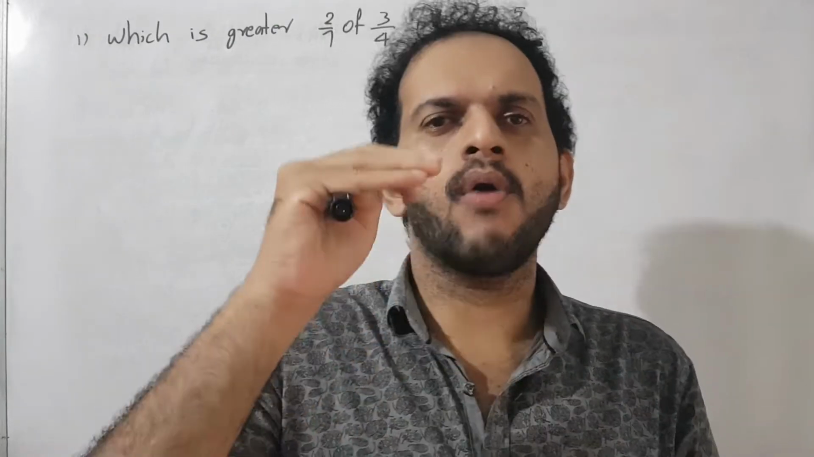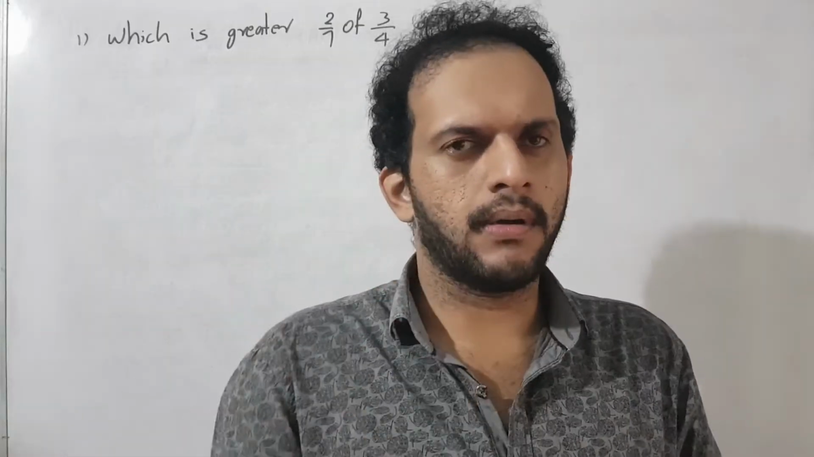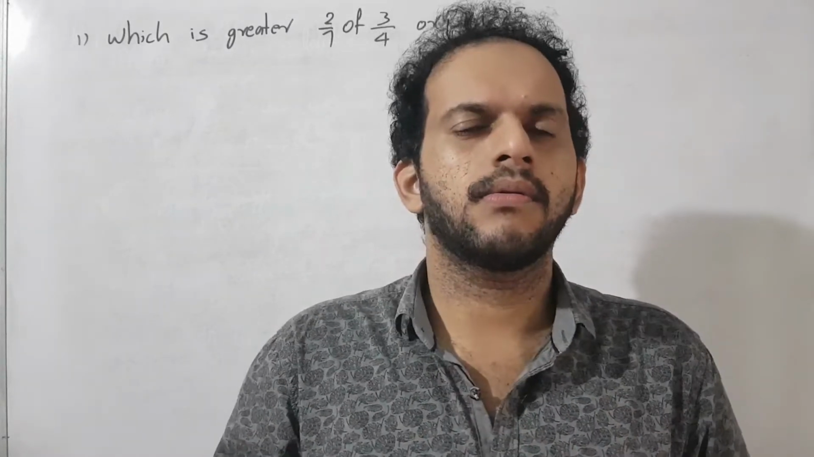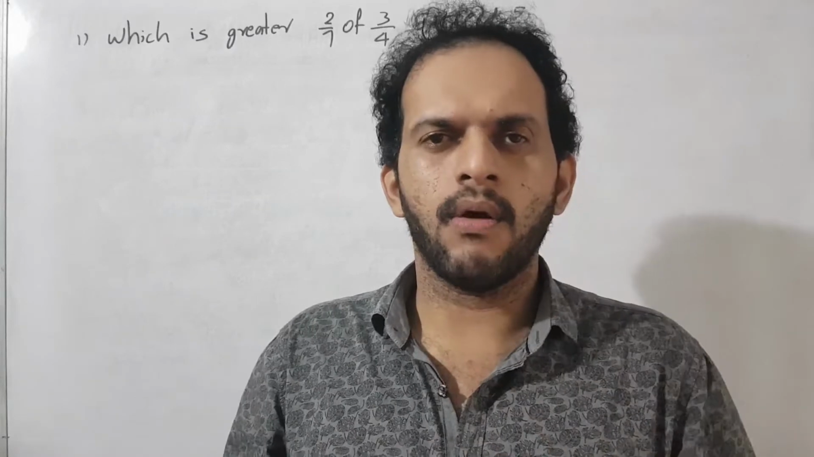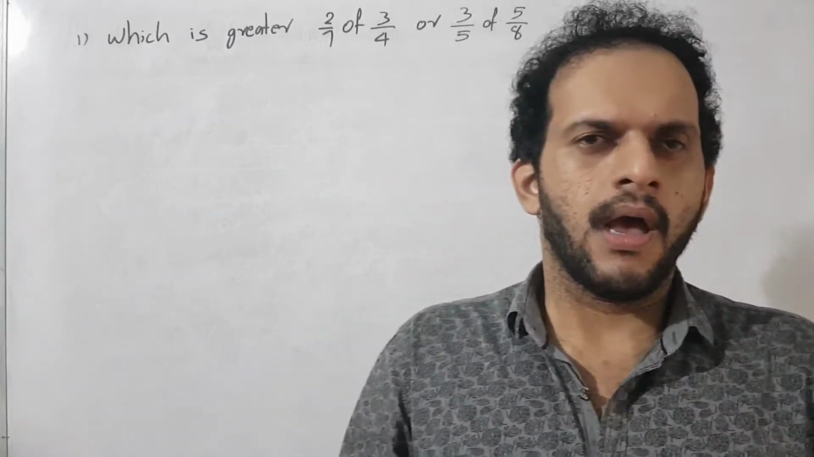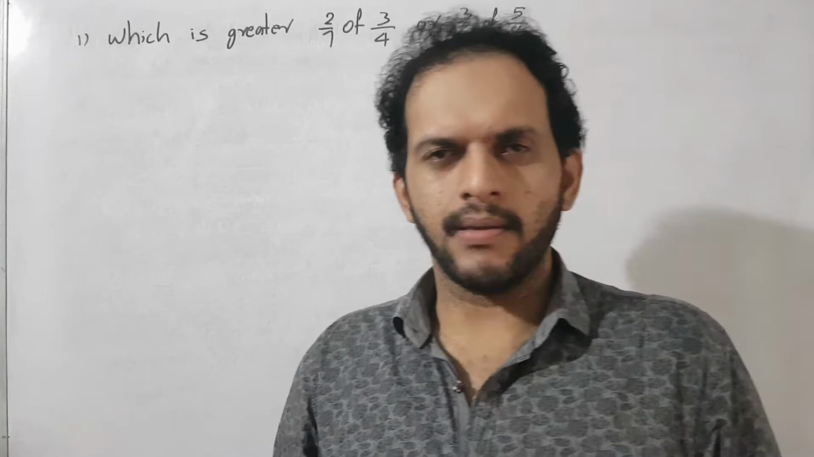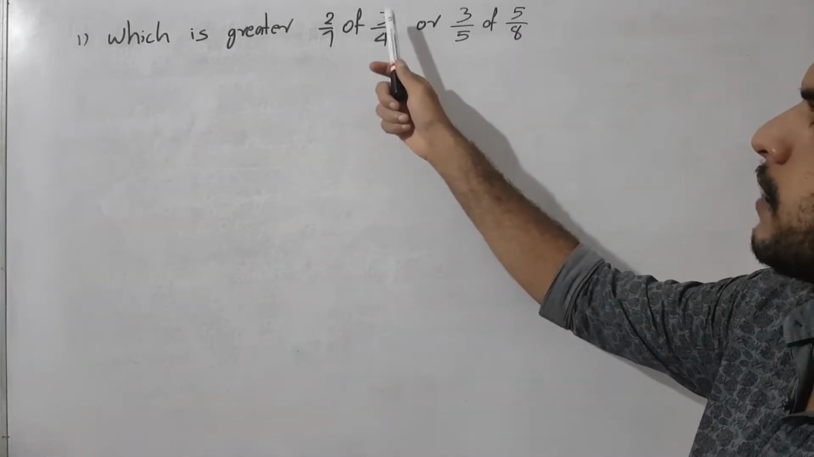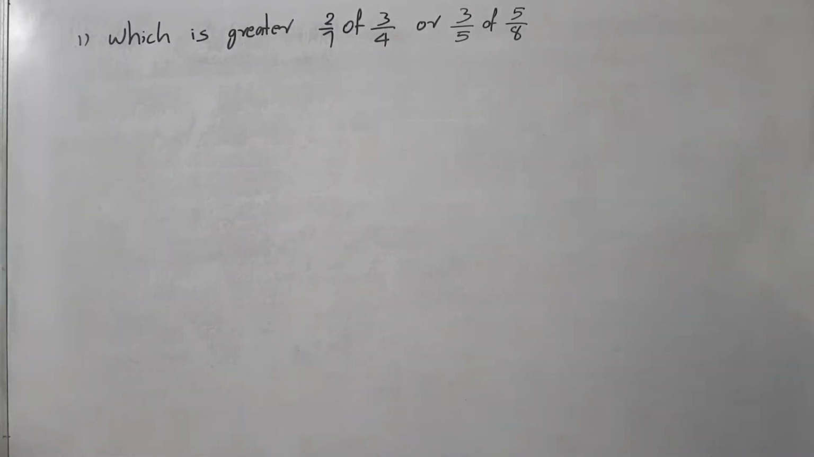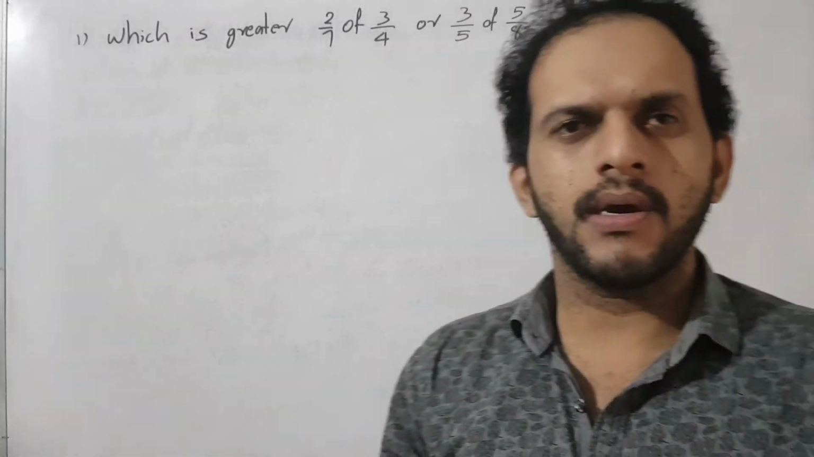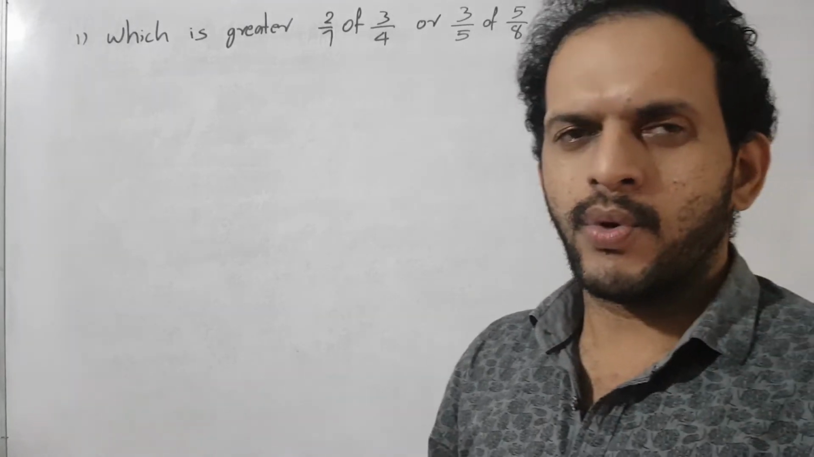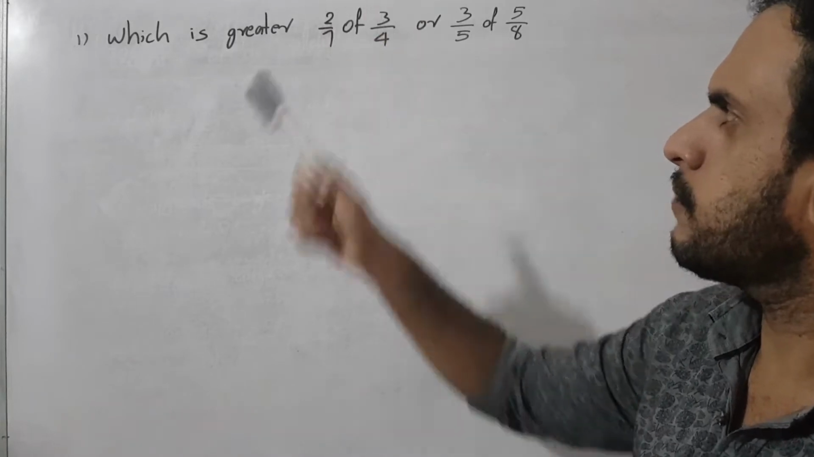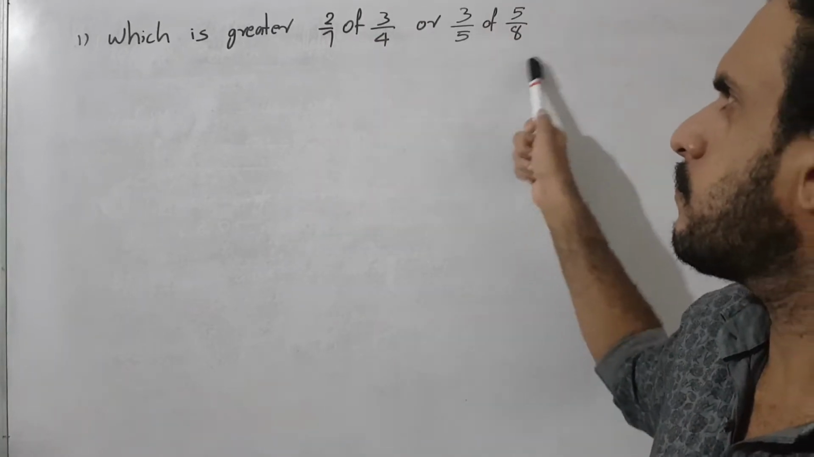Know the idea how to multiply a whole number and fractions, how to multiply two fractions, and what is the meaning of "of", correct? And next we are doing a question like this: which is greater, 2 by 5 of 3 by 4 or 3 by 5 of 5 by 8? Okay, here the question asks to find which one is greater. The first one, 2 by 5 of 3 by 4, or 3 by 5 of 5 by 8.